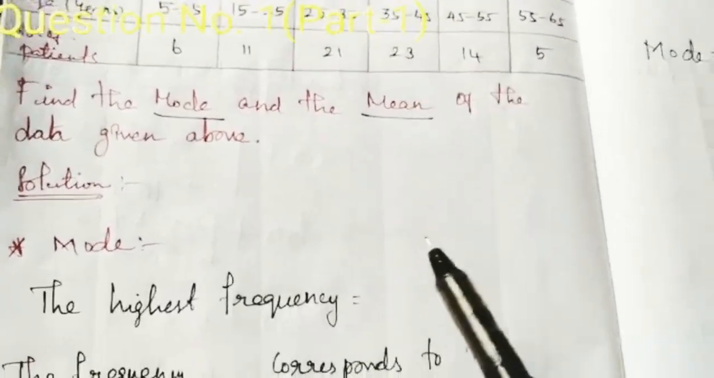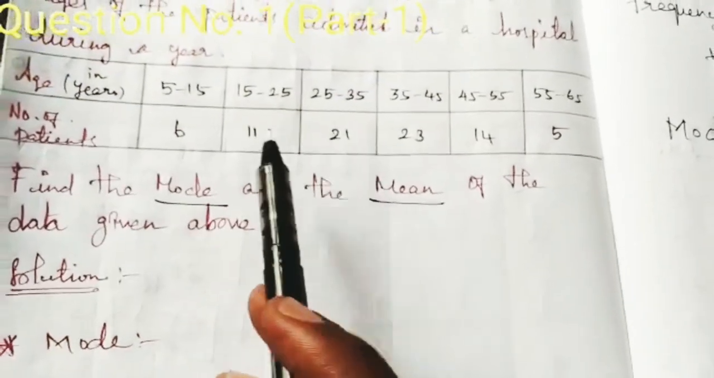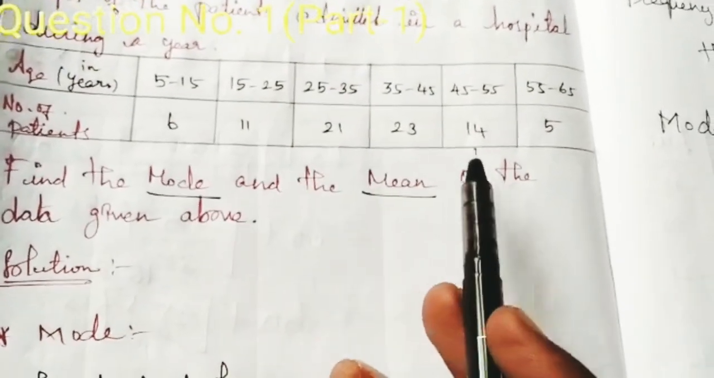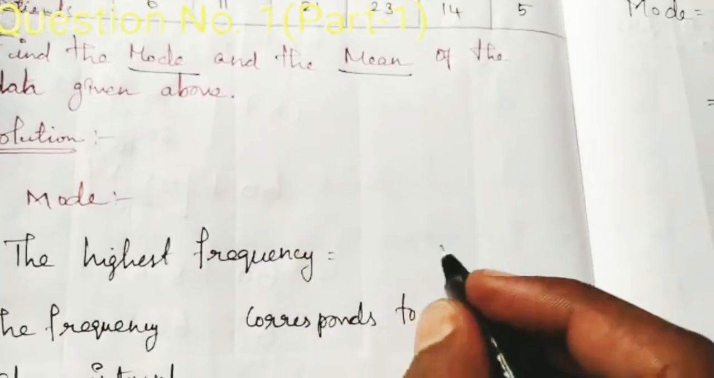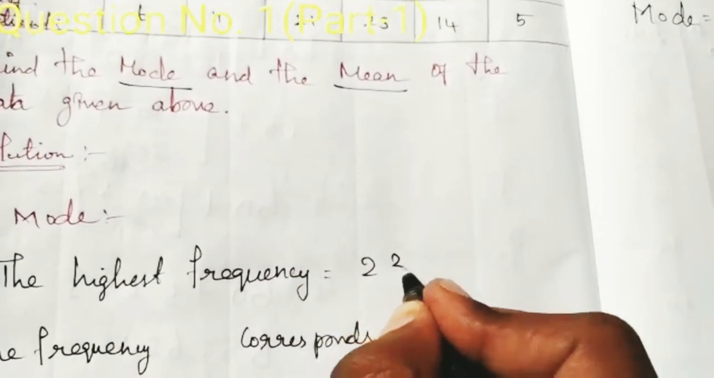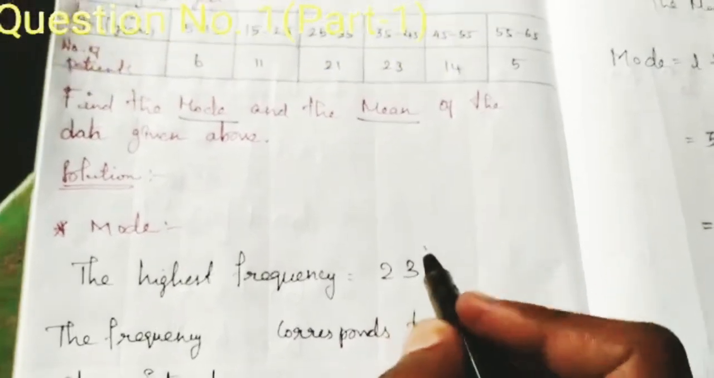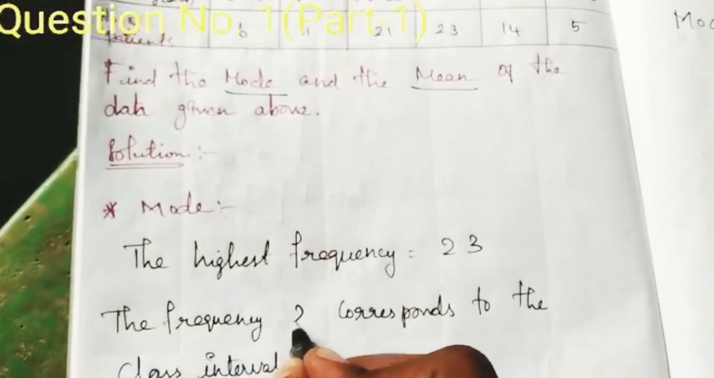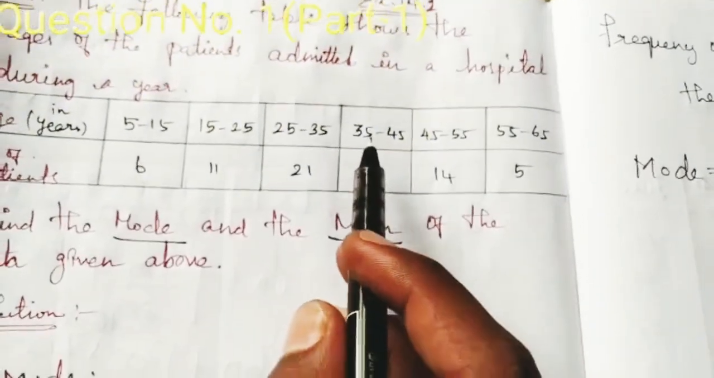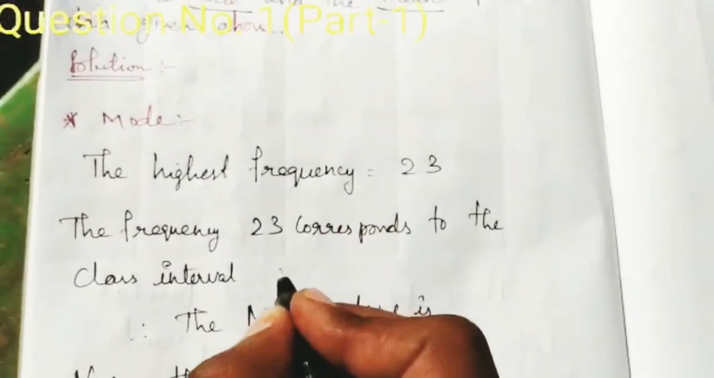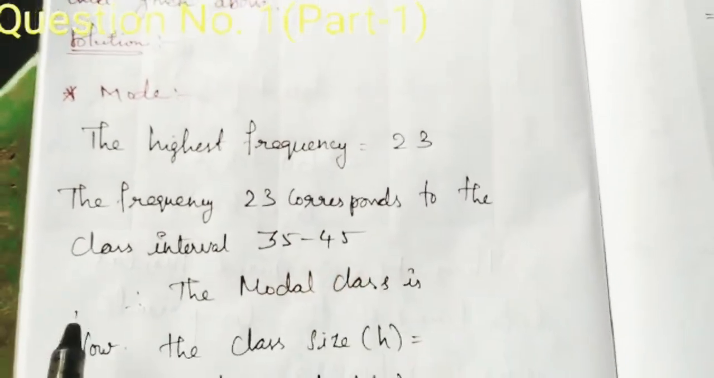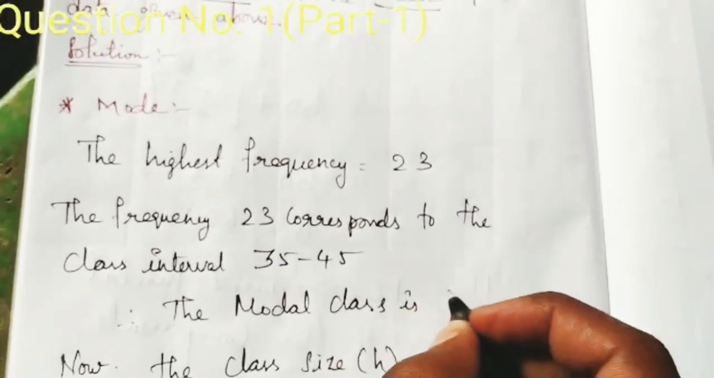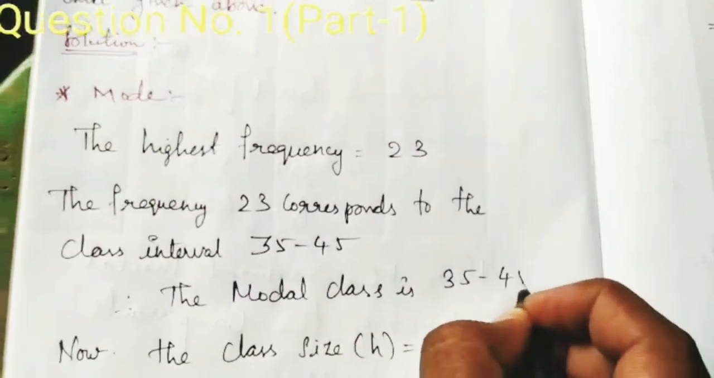So which is the highest frequency here? 6, 11, 21, 23, 14, 5. So 23 is the highest frequency. We have to identify the highest frequency first, and only then find the modal class. The frequency 23 corresponds to the class interval 35 to 45. Therefore the modal class is 35 to 45.